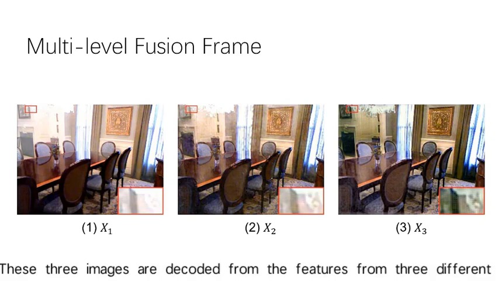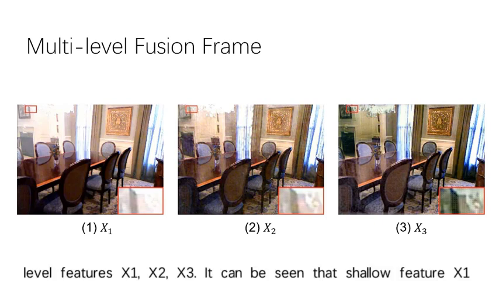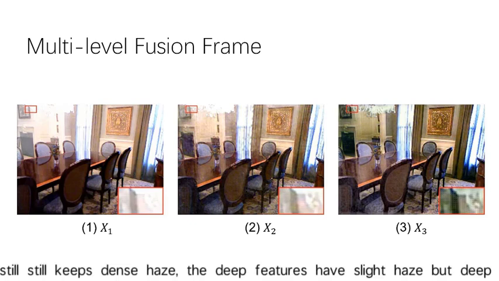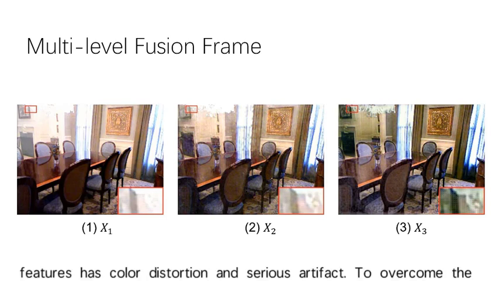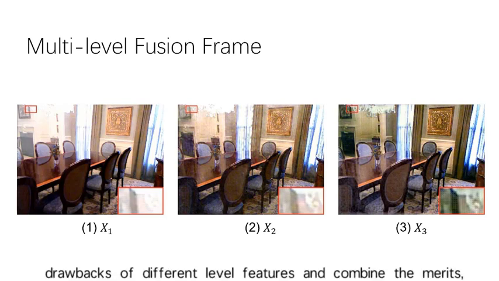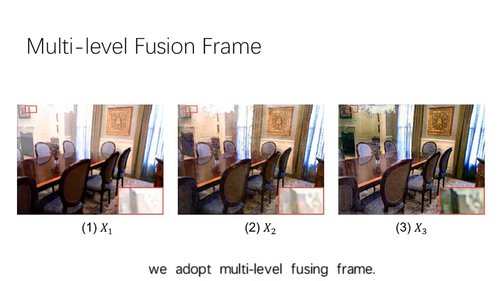These 3 images are decoded from 3 different level features, x1, x2, and x3. It can be seen that shallow feature x1 still keeps dense haze. The deep features have slight haze, but have color distortion and serious artifacts. To overcome the drawbacks of different level features and combine the merits, we adopt a multi-level fusion framework.